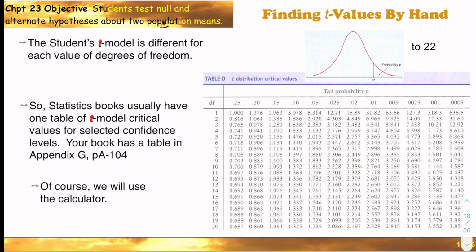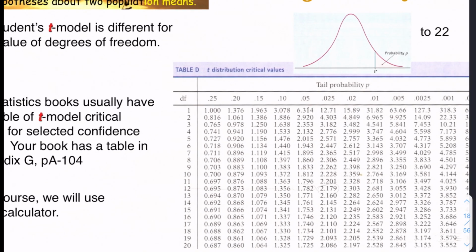So how do you find the critical value, either by hand or with a calculator? With the Student's t model, it's different for each value of degrees of freedom. How do you find the probabilities? How do you find the t value? So the statistics book, which you can see in the back of yours or on the document that you would get from the AP test, would look something like this.